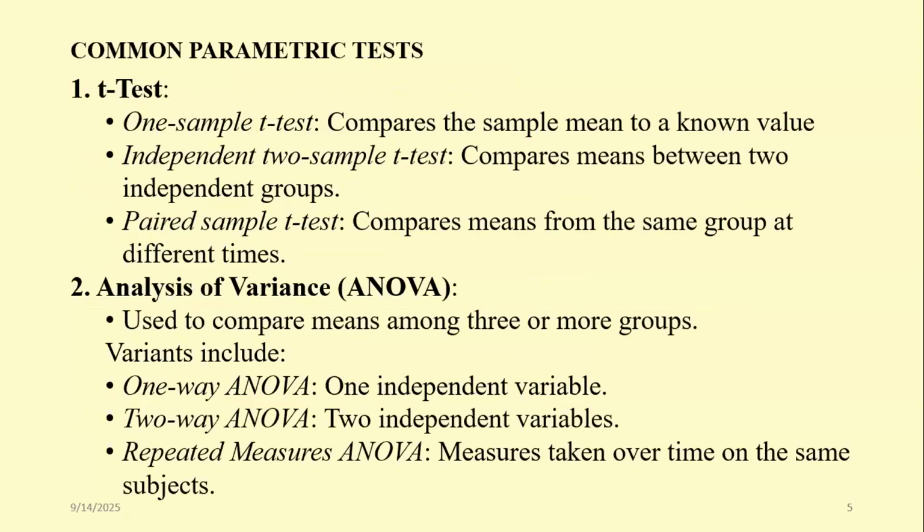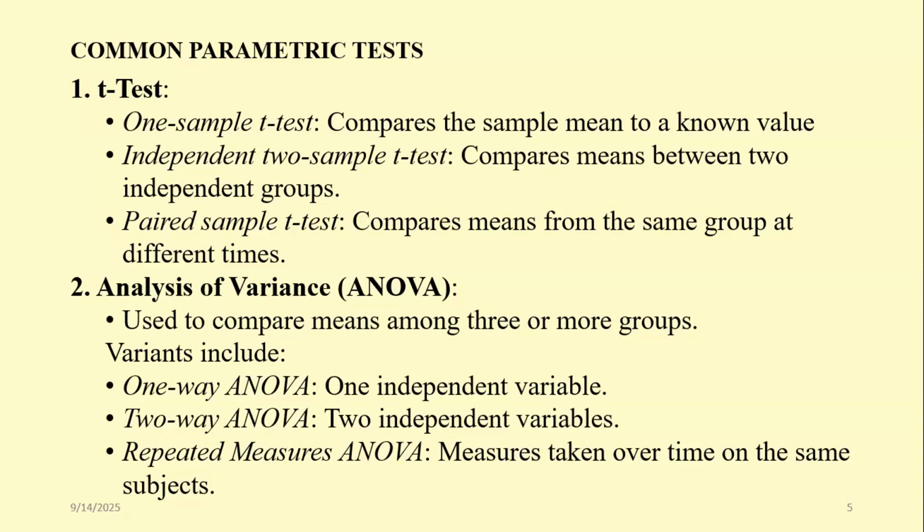So let's start with common parametric tests. Number one is one sample t-test. The one sample t-test compares the sample mean to a known value. Then independent sample t-test compares mean between two independent groups. Then paired sample t-test compares means from the same group at different times, as I have explained earlier.